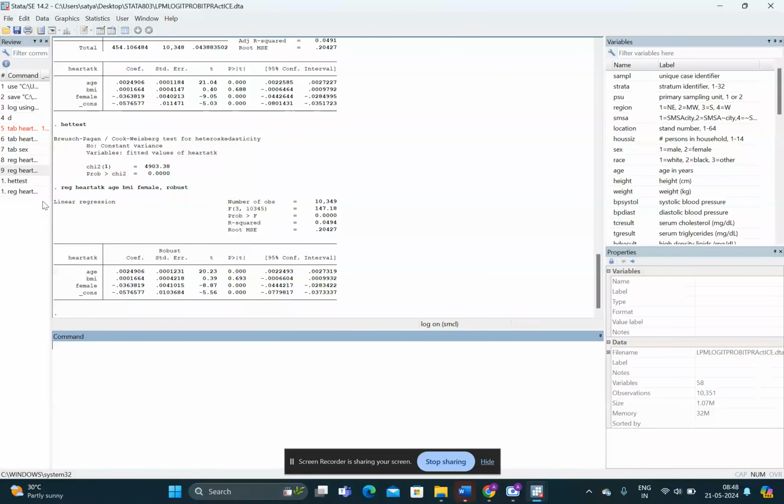Okay. So when we do robust, after that we see that BMI is no more significant. So BMI is not very good at explaining the reason for heart attacks. The model is overall significant. The R square is 0.04.